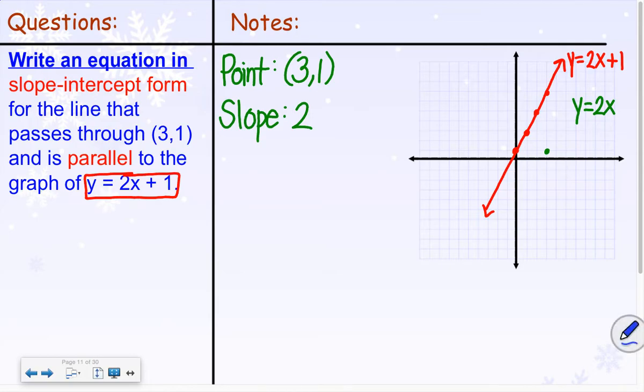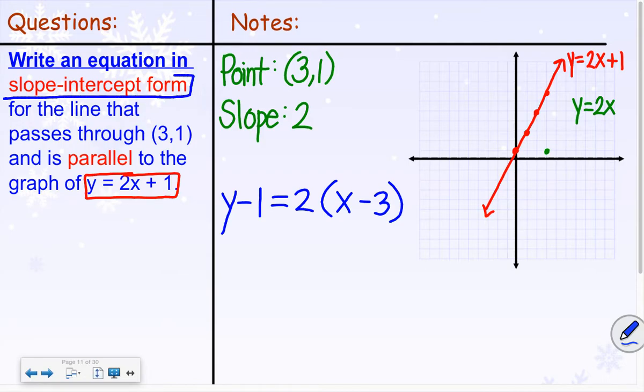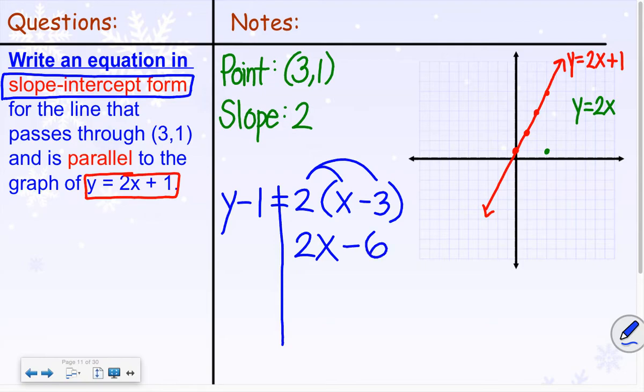Since I have a point and a slope, I can put it in point-slope form. So y minus 1 equals 2 times x minus 3. Now they want my answer in slope-intercept form, so I just have to solve this. 2 times x is 2x. 2 times negative 3 is negative 6. Bring down the y minus 1 and add 1 to both sides.